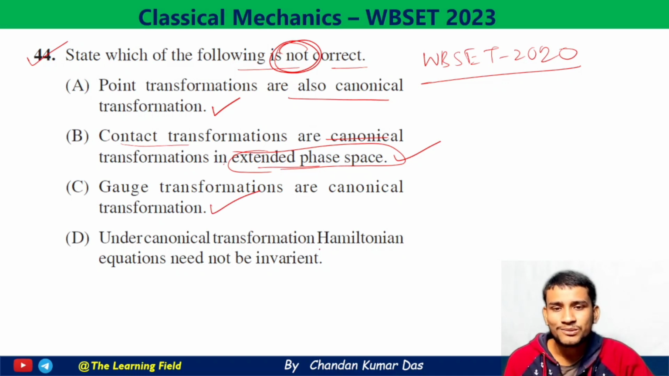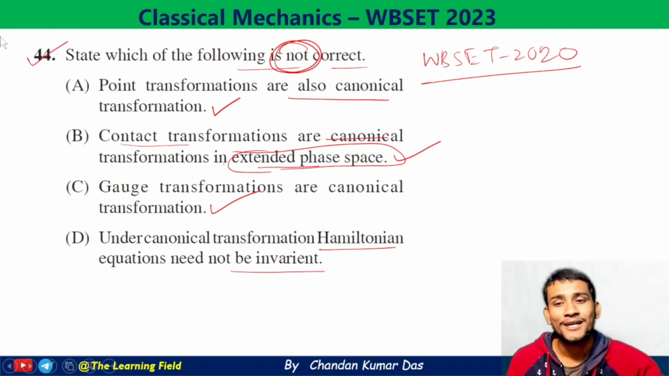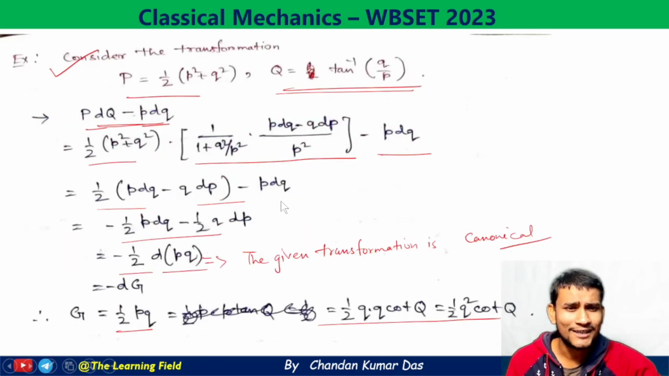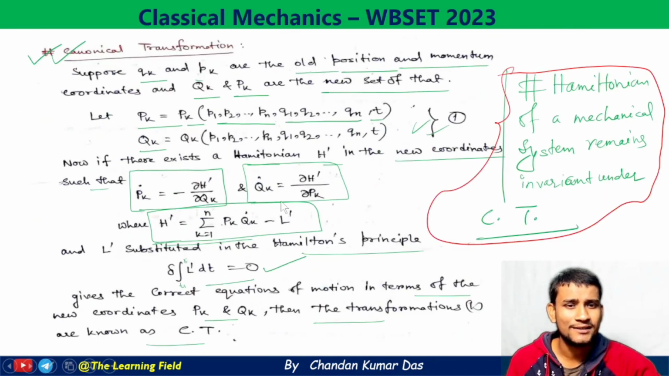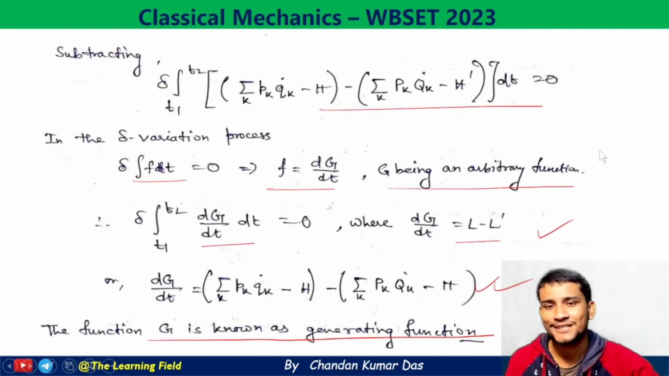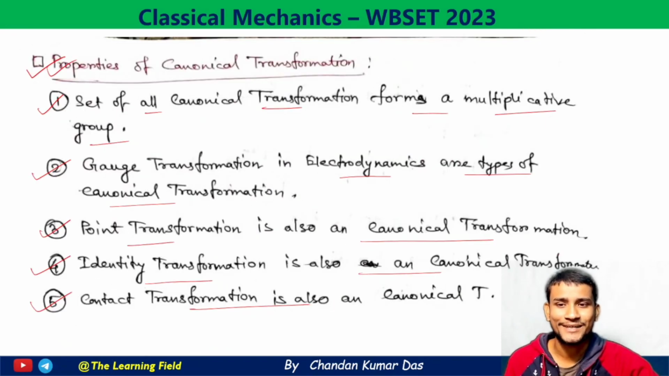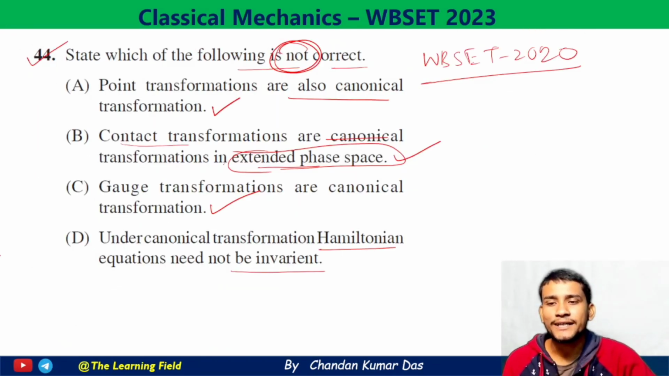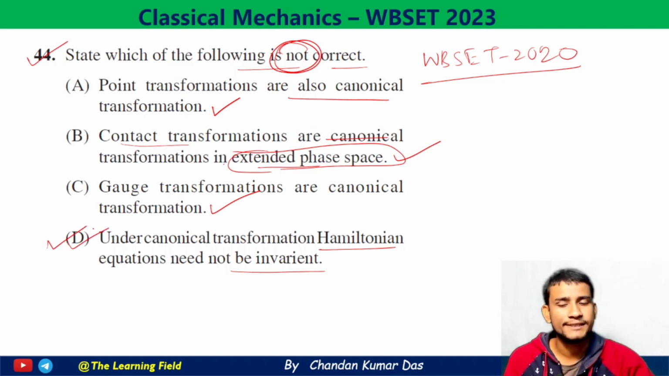Under canonical transformation, the Hamiltonian equation need not be invariant? No, under canonical transformation Hamiltonian equations are invariant. I already wrote here that the Hamiltonian of the mechanical system remains invariant under canonical transformation. Therefore such questions can occur in the exam. Therefore the incorrect option is option D. Okay, that is the correct answer.